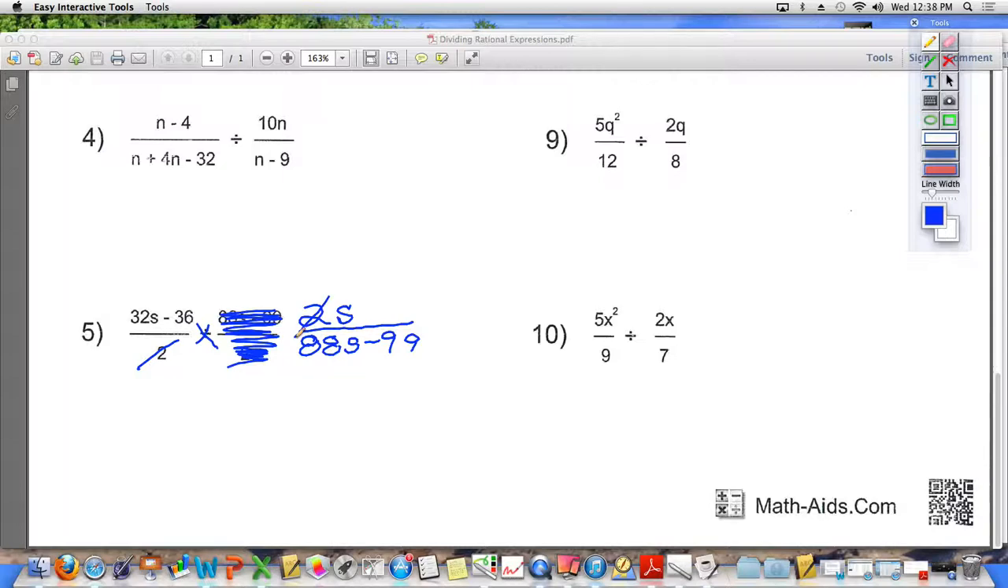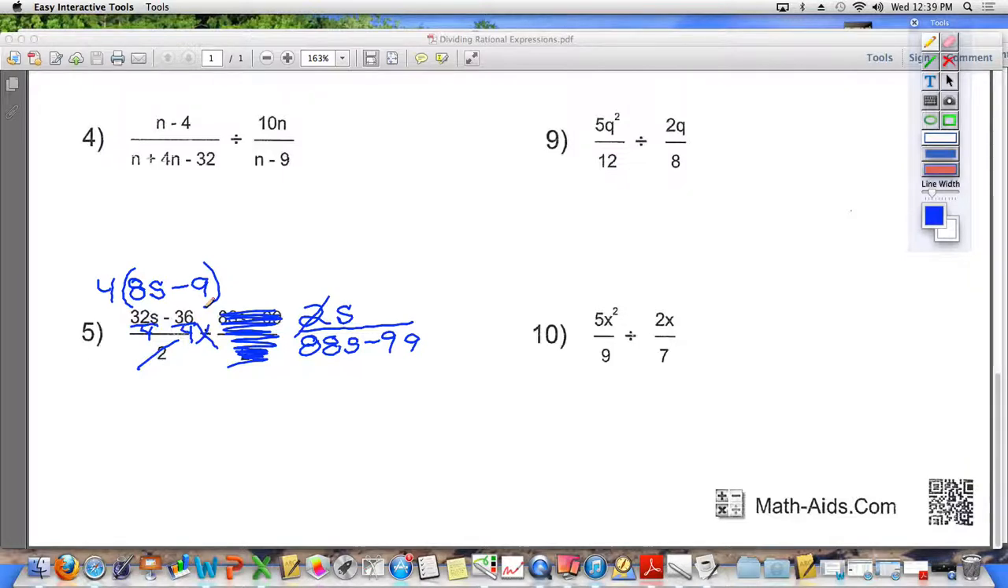And now I need to factor. What do 32s minus 36 have in common? They're both divisible by 4. So I take a 4 out. If I divide a 4 out of 32s, you get 8s. If I divide a 4 out of 36, you're going to have minus 9.